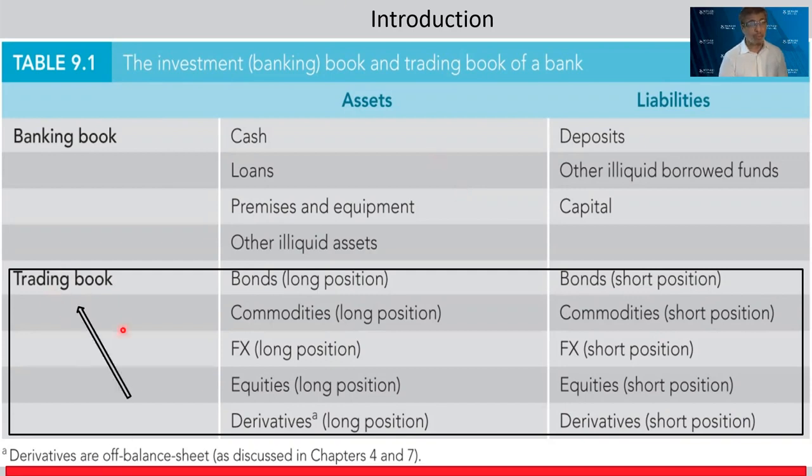The trading book deals with what we call long positions and short positions. This is basically buying and selling financial securities and making a profit out of that. Managing that is very difficult and includes too much risk, especially when it comes to derivatives. Many banks have collapsed because of trading on the derivative side.